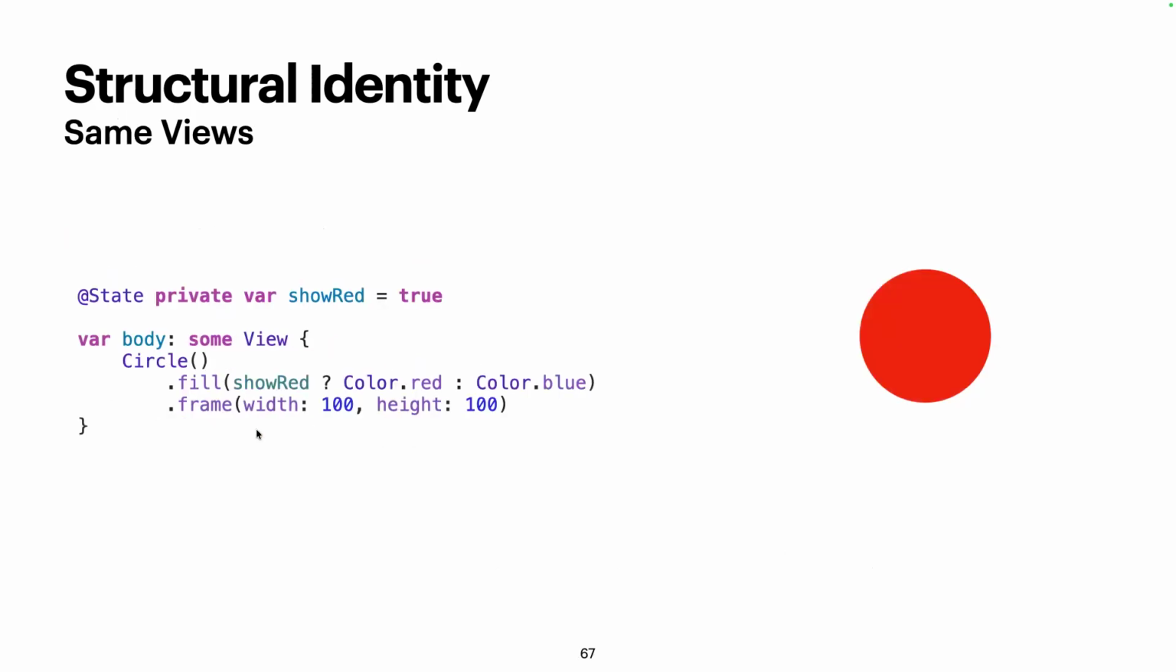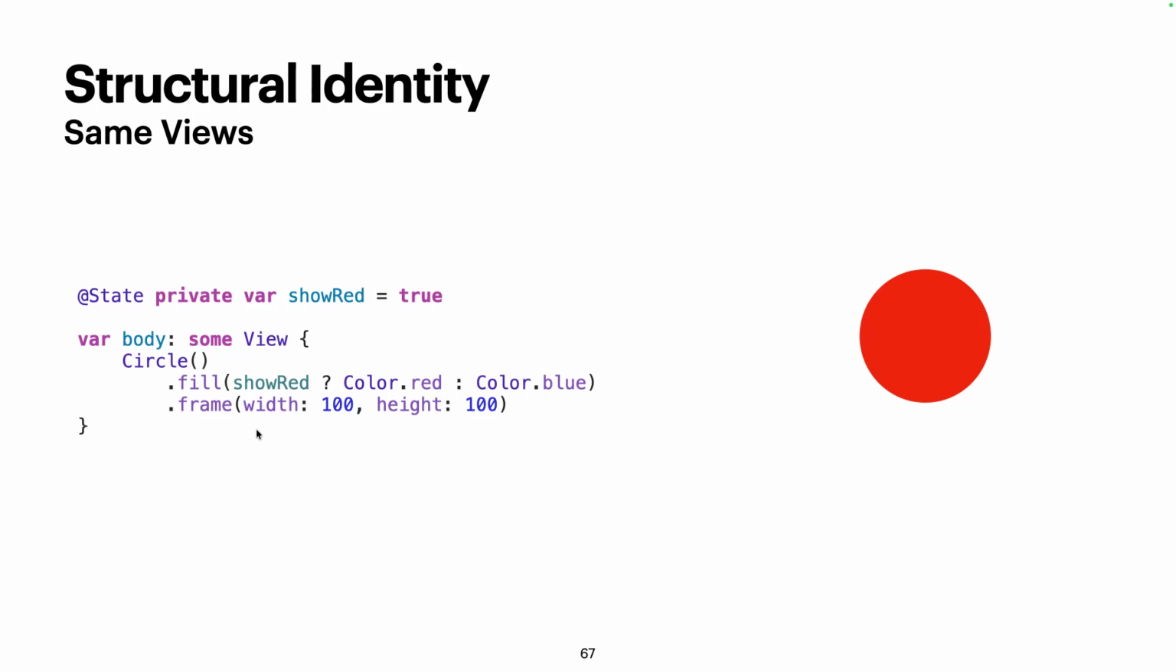Now, how do we make it the same view? So now, instead of the if else branches, we just have one circle, and we conditionalize this fill color based on whether show red is true or false. You might see this syntax from other languages. This is called the ternary operator. What this means is that we have a condition in the front. If it's true, we do the thing after the question mark. If it's false, we do the thing after the colon. So if show red is true, we fill the circle with the color .red. If it's false, we fill the circle with .blue.